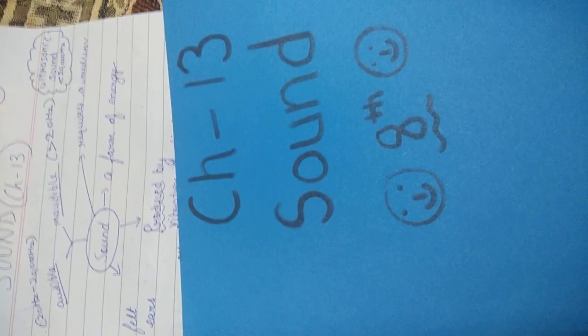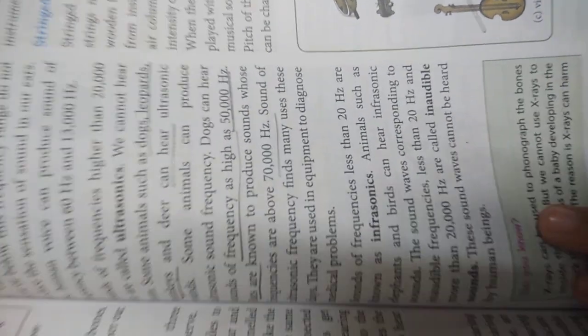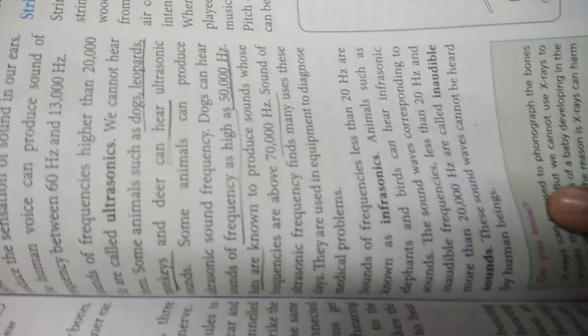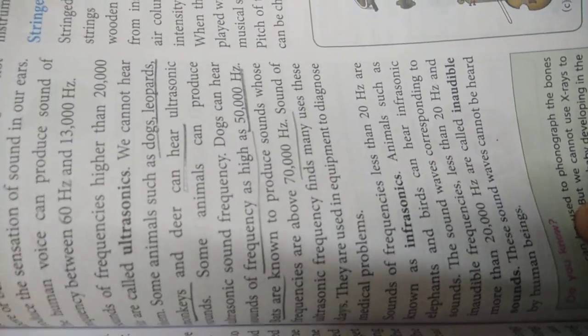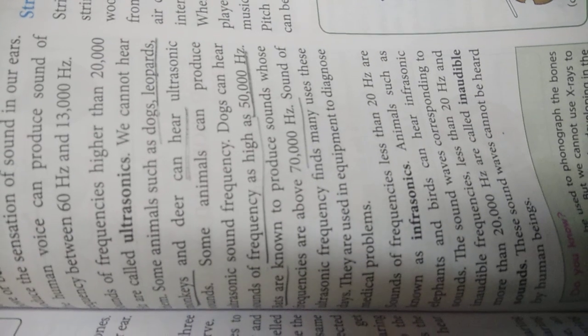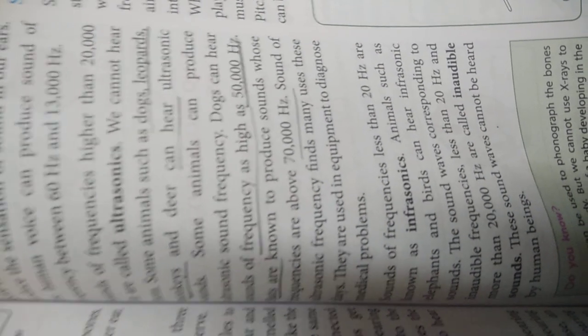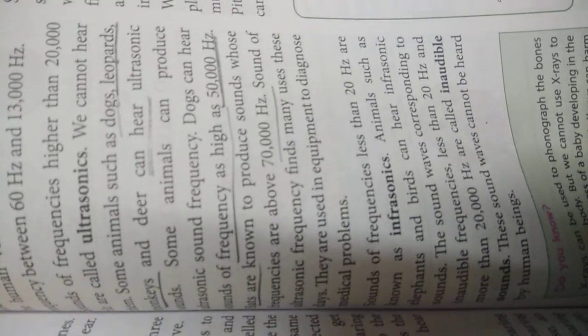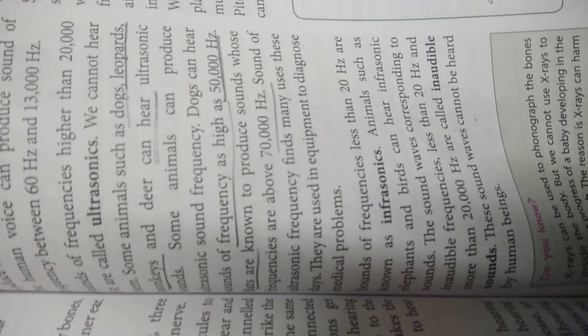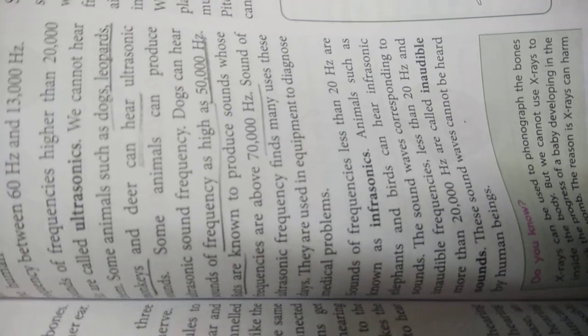Now there is something like ultrasonic sound. Let me be very clear. Ultrasonic sound is more than 20,000 hertz. We cannot hear ultrasonic sounds. But some animals such as dogs, leopards and monkeys can hear ultrasonic sound. A dog can hear frequencies as high as 50,000 hertz and bats up to 70,000 hertz.